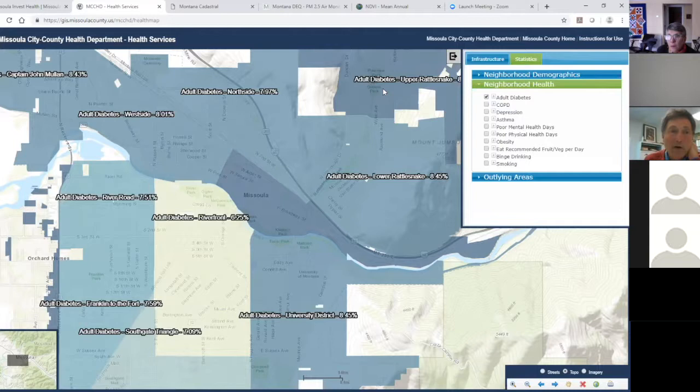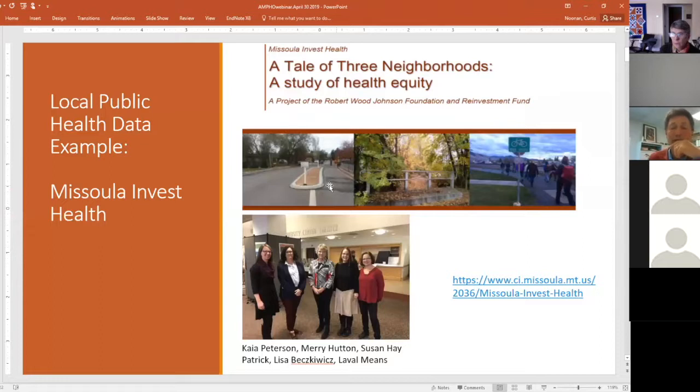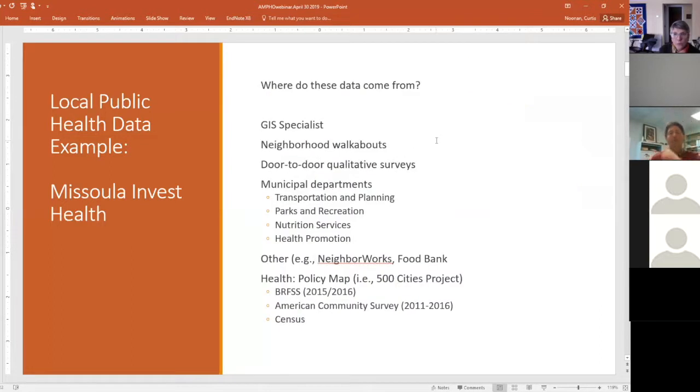And now I'm going to share with you where they're getting some of these data from. So if we look here, I've got listed a variety of different data sources that they've used to capture this.